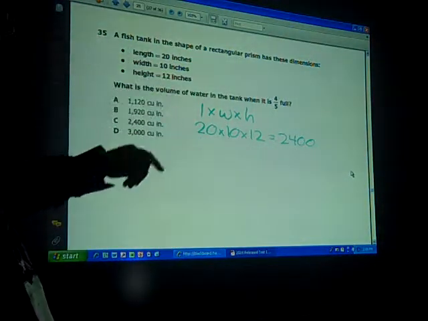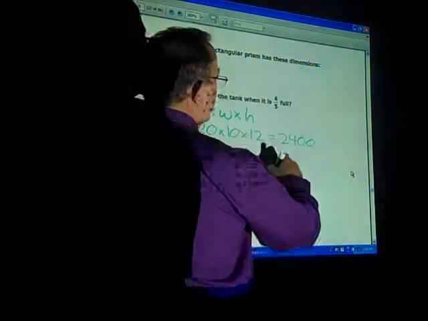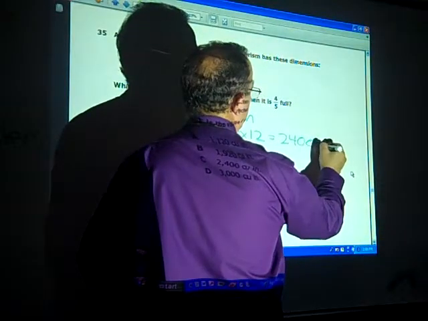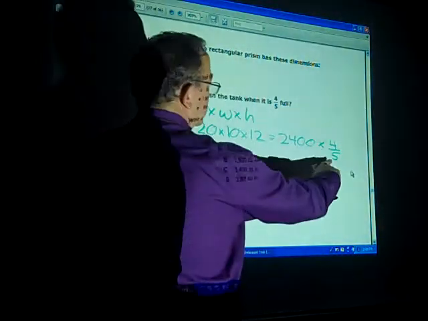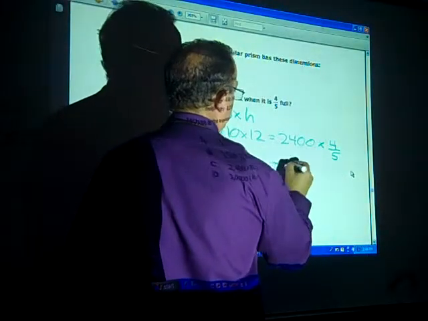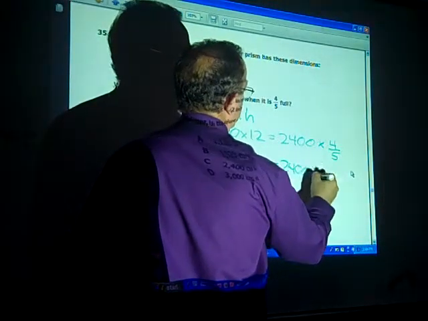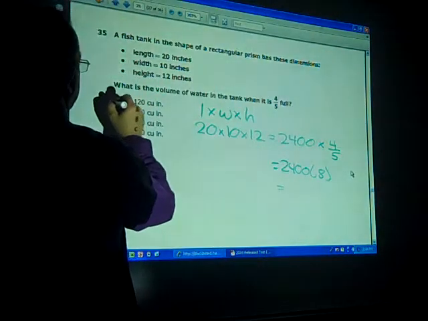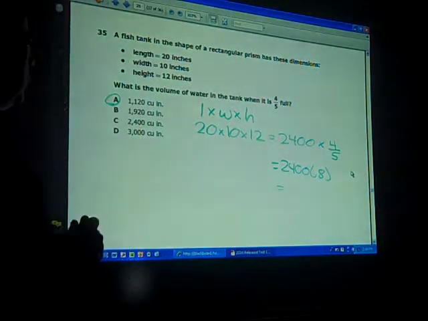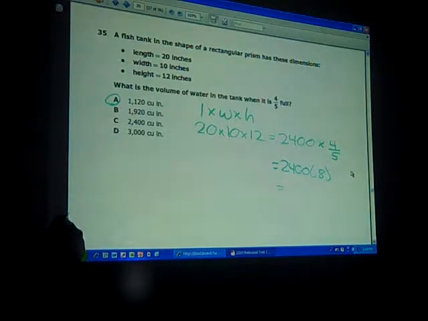But it's only 4/5 full, so we're going to have to multiply it by 4/5. Or we could do that by 0.8, right? 2,400 times 0.8, and that ends up being 1120, right? 1120 or 1920? It's 1920.